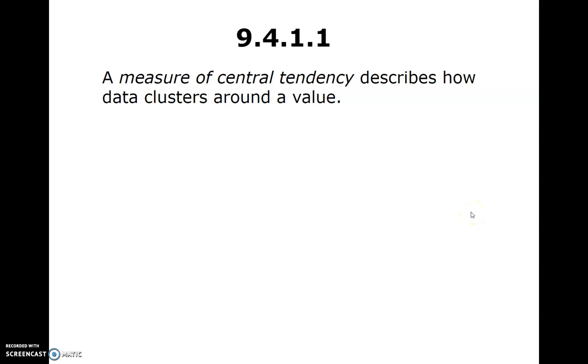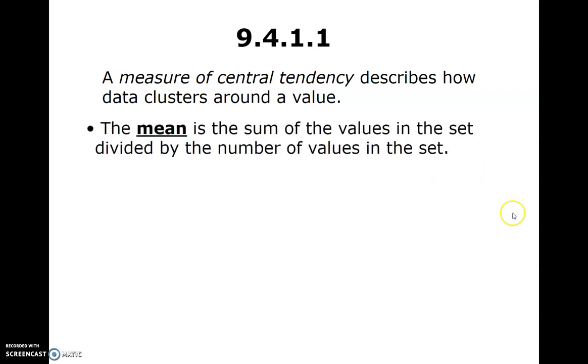So a measure of central tendency just describes how data clusters around a value. And there are 3 measures of central tendency that we're going to use. The first of those is the mean. Now, mean is kind of the same thing as the average. So that's when you take the sum of the values, or you add all of them up in the data set, and just divide it by the number of values that you added together. Okay, so take your total, divide it by how many you added together, like finding the average.